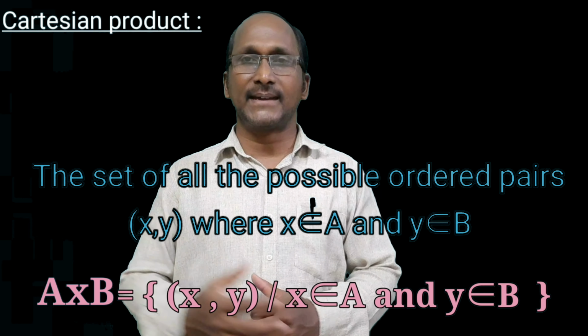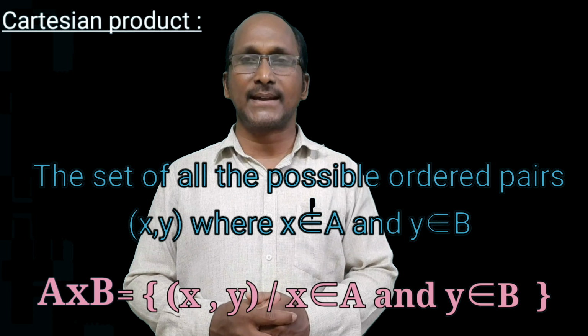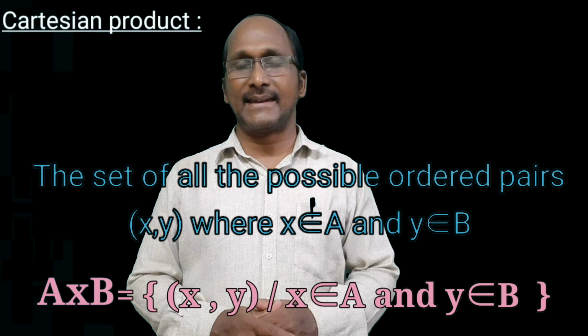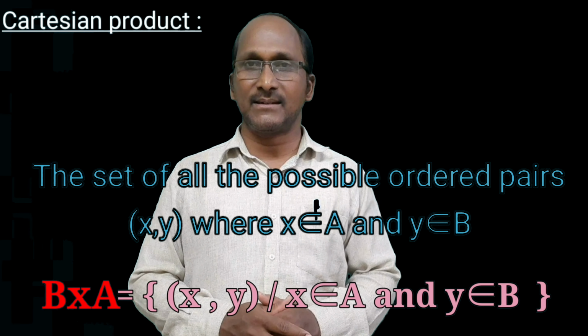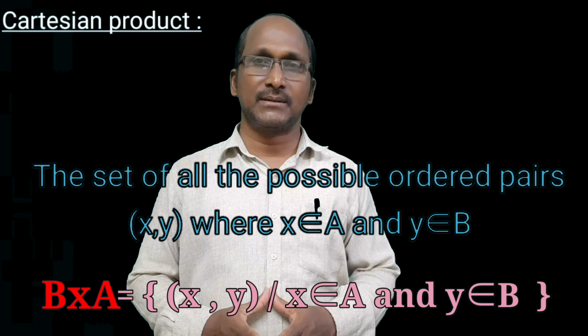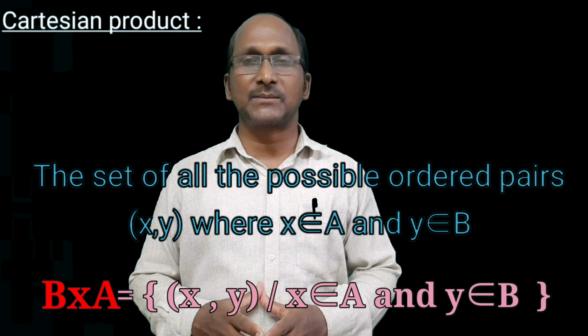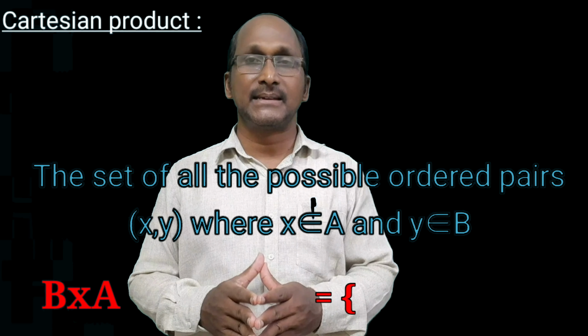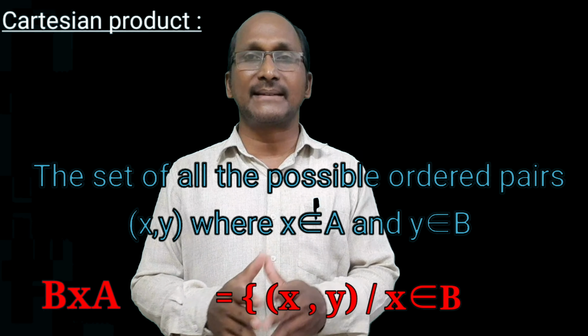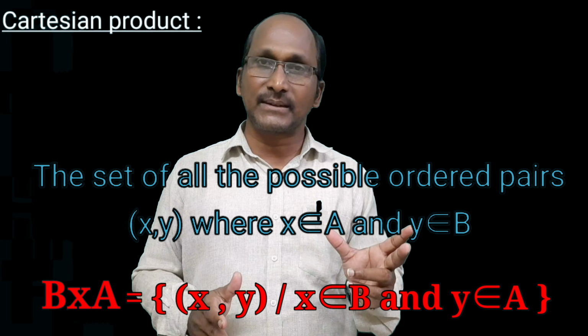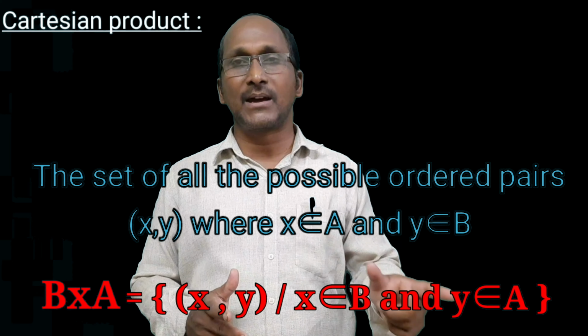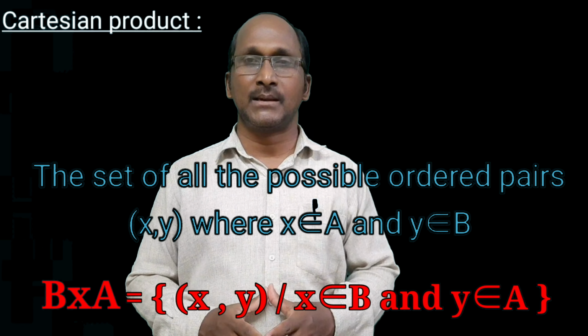If you want to define the Cartesian product between B and A in this order, that is denoted by B cross A. We can describe the Cartesian product B cross A as the set of all the ordered pairs (x, y) such that x belongs to set B and y belongs to set A.